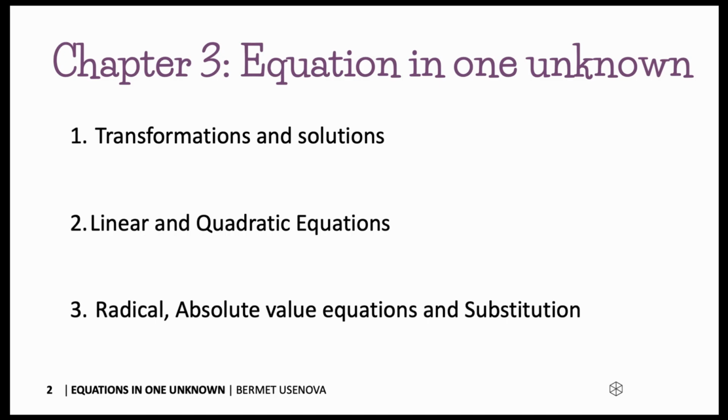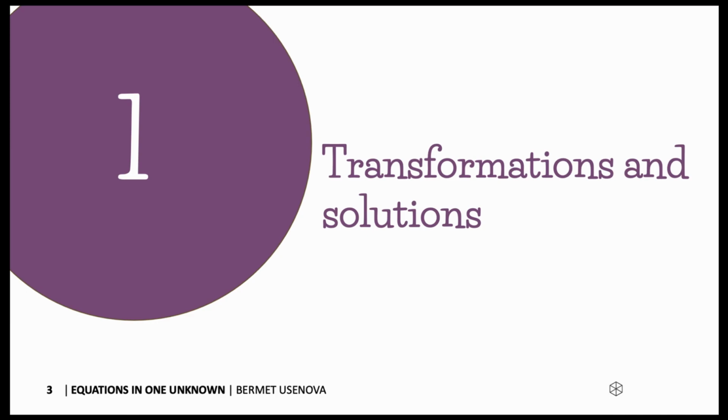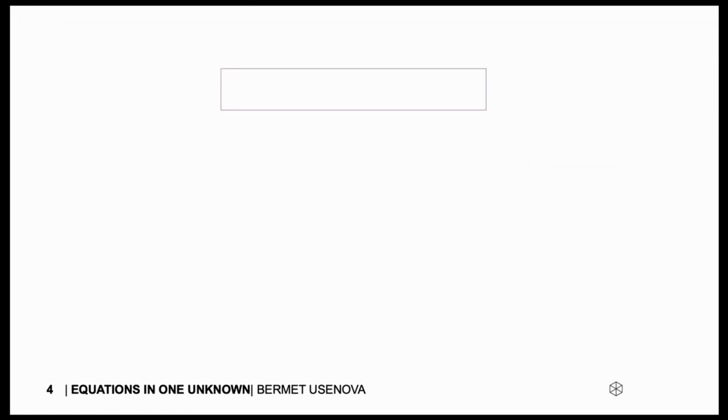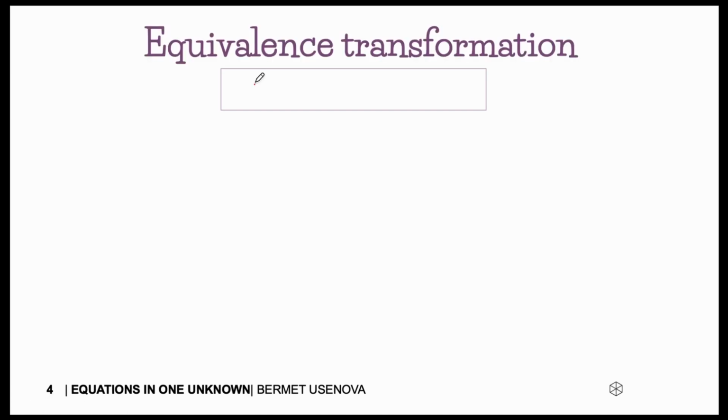So in this chapter, we will look in more detail at different types of equations and ways to solve them. So we will start by revising equations, transformations, and basic solutions. An equation is a statement that shows that two mathematical expressions are equal. For example, 3x plus 12 equals 4. This is an example of an equation.